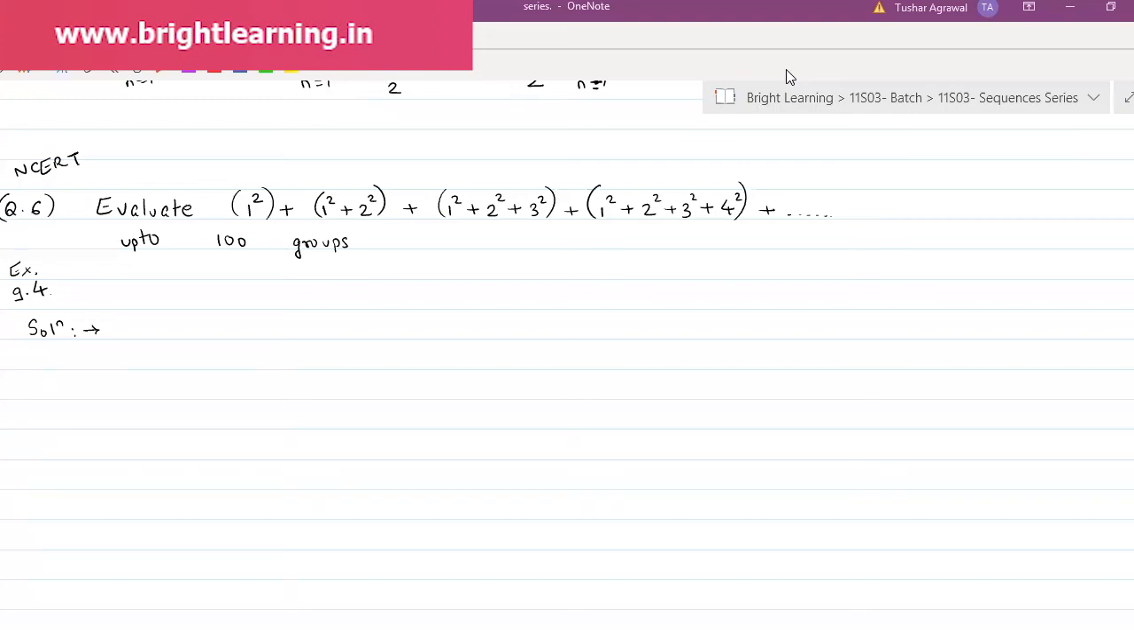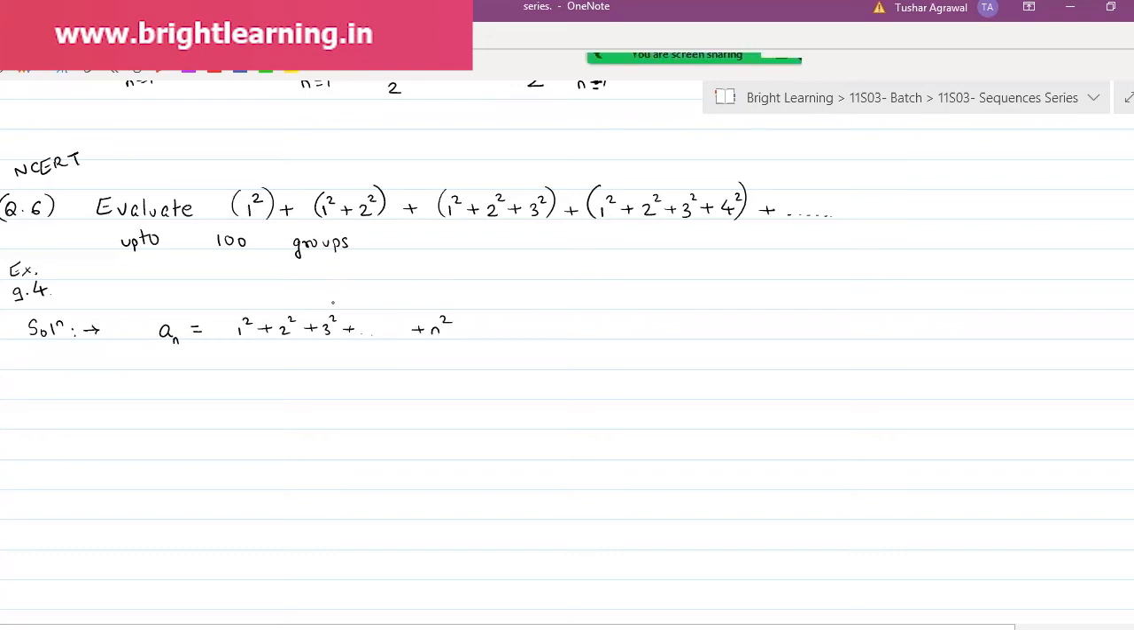Yes. So it will be, sir, an. An is 1 square plus 2 square plus 3 square and so on up to n square. So this comes out to be equal to n into n plus 1 into 2n plus 1 upon 6. And this is the formula. Once we get the formula as a mapping, the final answer, the summation, will be, sir, an summation, meaning S100 if you have 100 groups.